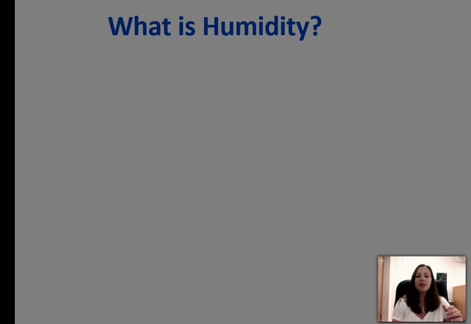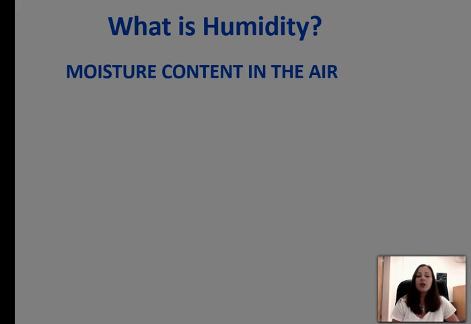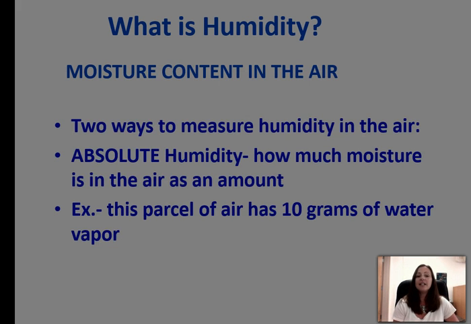So when we talk about meteorology, we have specific weather variables that we look at. And actually, you'll hear these weather variables reported by your meteorologist or weatherman that you see on TV. Let's start with humidity. What is humidity? Well, humidity is the moisture content in the air. And there are two ways to measure humidity.